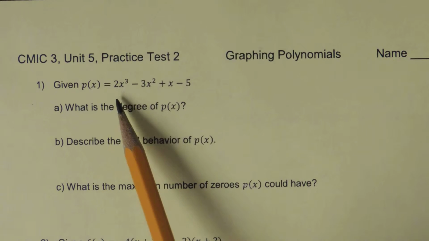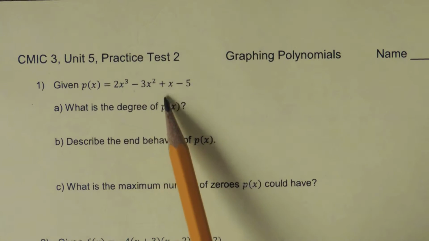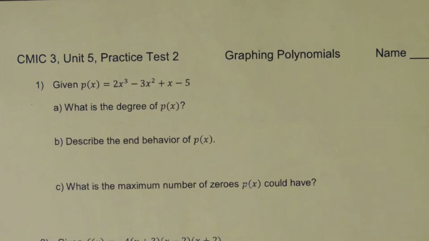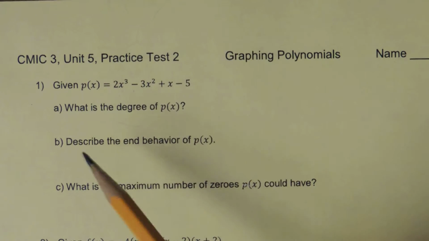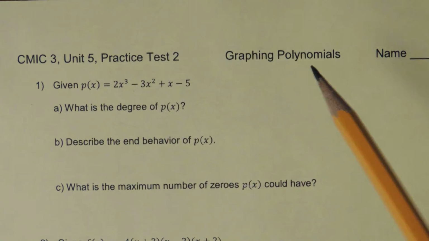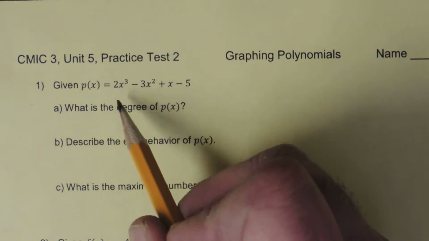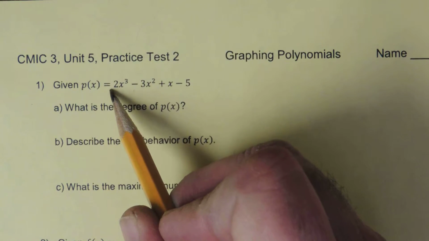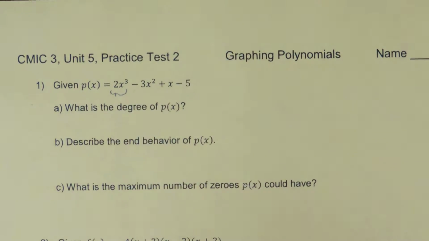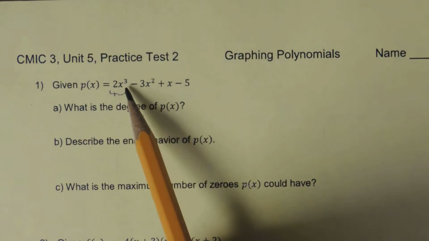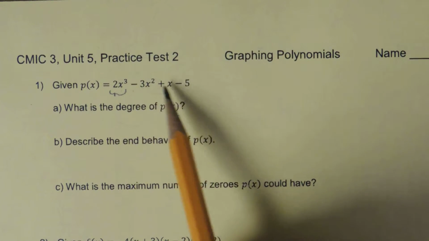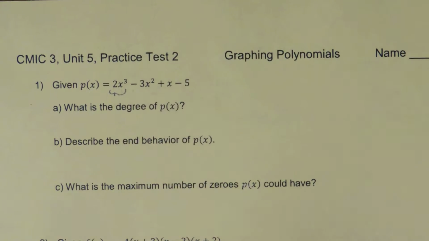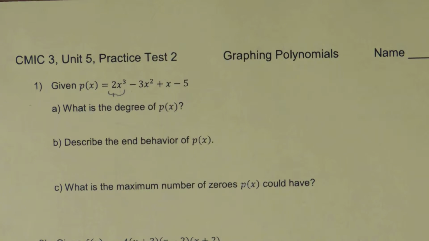P of x is the polynomial 2x to the third minus 3x squared plus x minus 5. It's in standard form since there are no parentheses and there are no like terms. So in standard form, I just look at the highest order term, 2x to the third. If x gets big enough, x to the third will be bigger than all of these combined. So I know I only have to look at x to the third to decide what happens as I approach infinity.